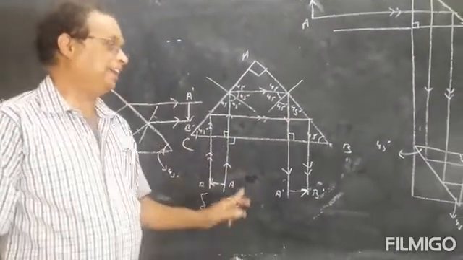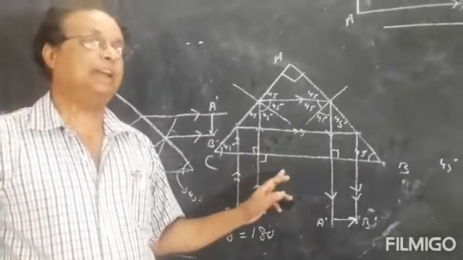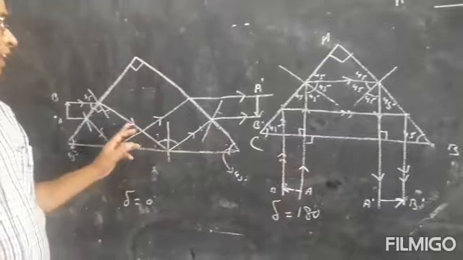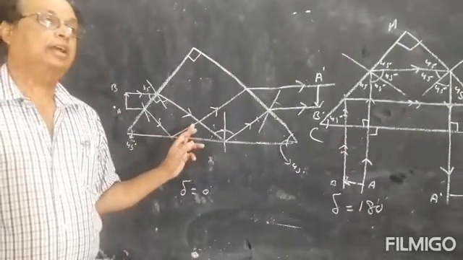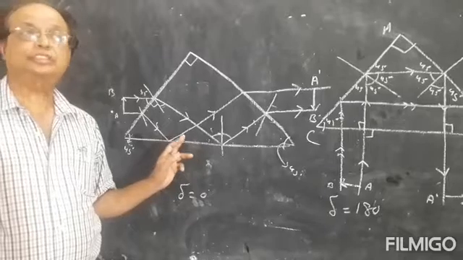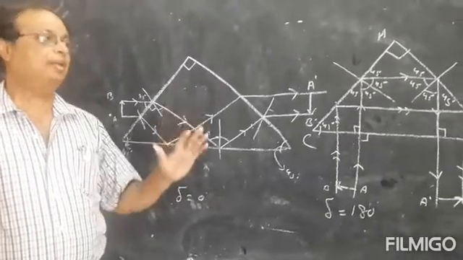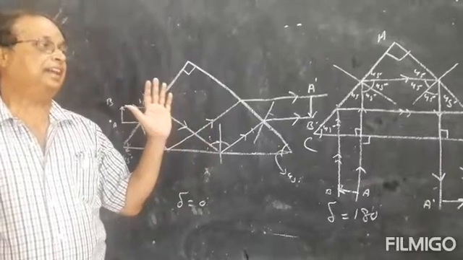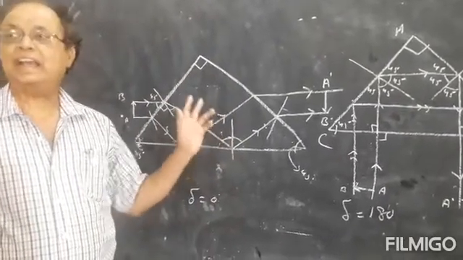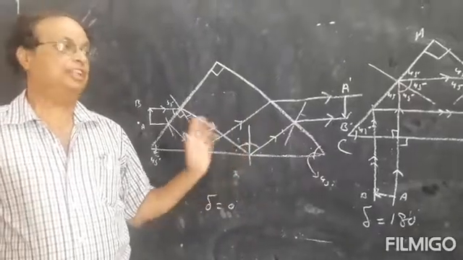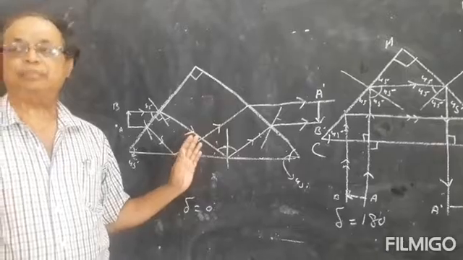So this is the use of 90 degree deviation, and deviation through 180 degree is used in binocular. And 0 degree deviation is used in slide projectors. Clear, students? So this is how the ray is undergoing total internal reflection through right angled isosceles prism. These three are important. Usually they ask one of these three. Clear?